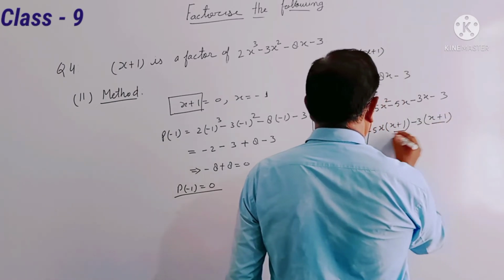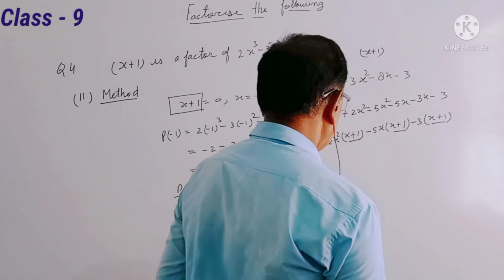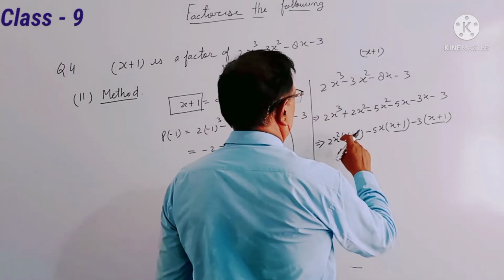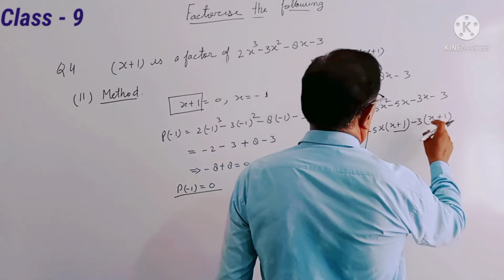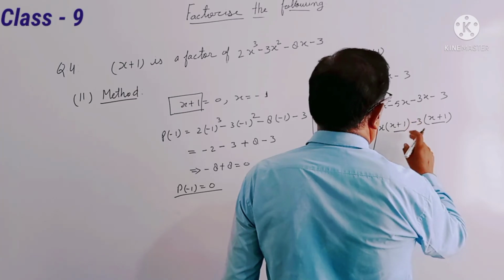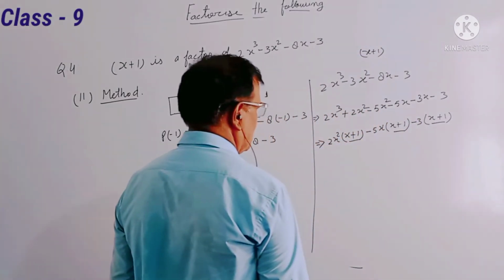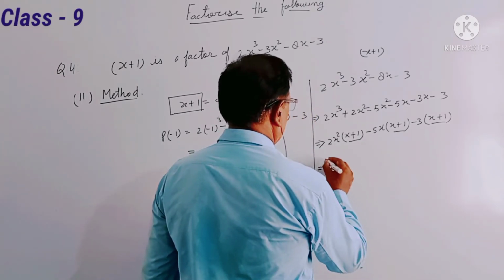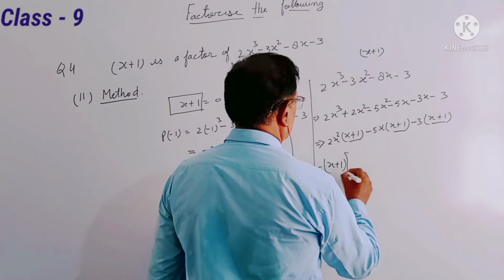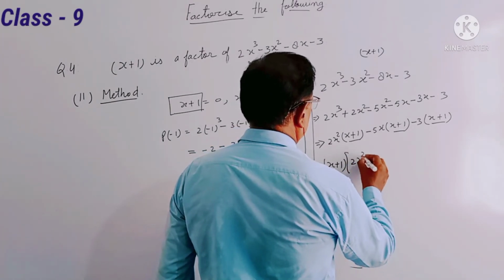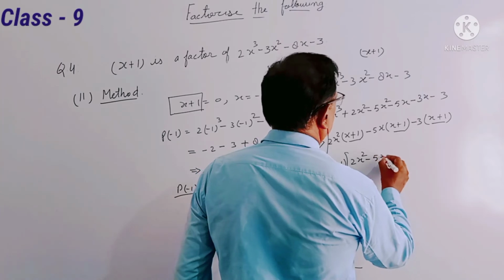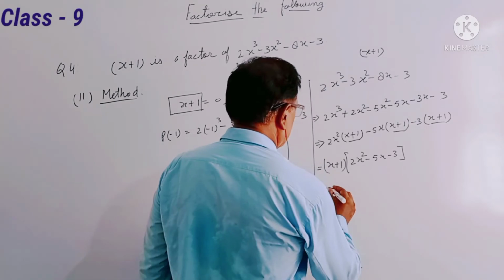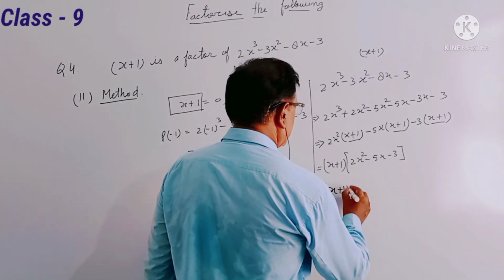As we have told you already, we target that when we take the common, here will remain x plus 1 everywhere. So we are seeing here also, everywhere x plus 1 is common. Now we take x plus 1 as a common. So here will remain 2x square minus 5x minus 3. Now we factorize this one. Here x plus 1 is a given factor.